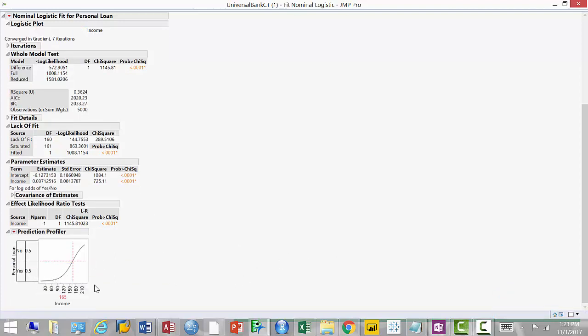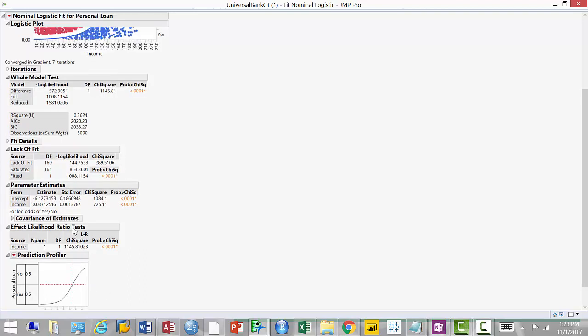Income goes up, probability goes up, okay? And the slope is positive, right? Negative slope, other way around, okay?